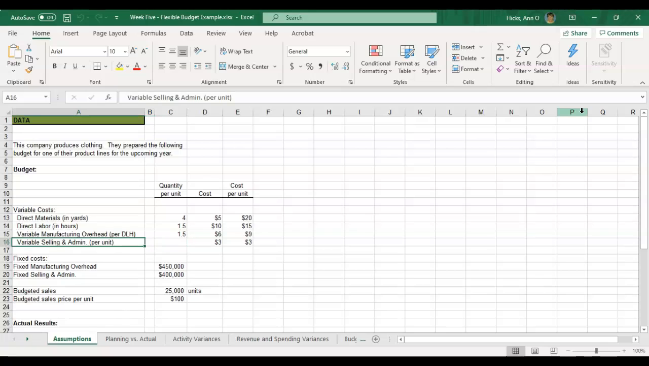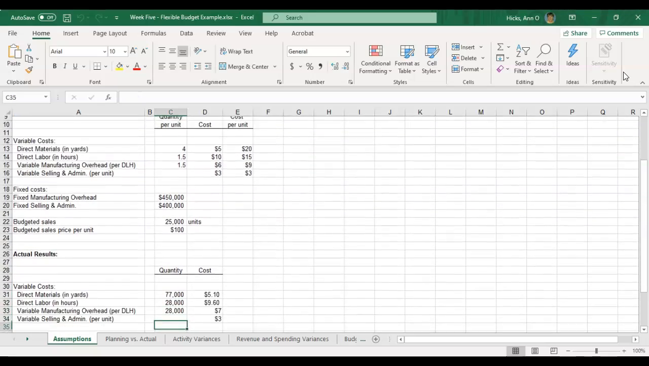And then our variable selling and admin costs, we're budgeting at $3 per unit. Then for fixed costs, we have fixed manufacturing overhead that we're budgeting at $450,000, and fixed selling and admin we're budgeting at $400,000. We're budgeting sales to be 25,000 units at a sales price of $100 per unit. Okay, so those are the assumptions that we would use to build our budget.